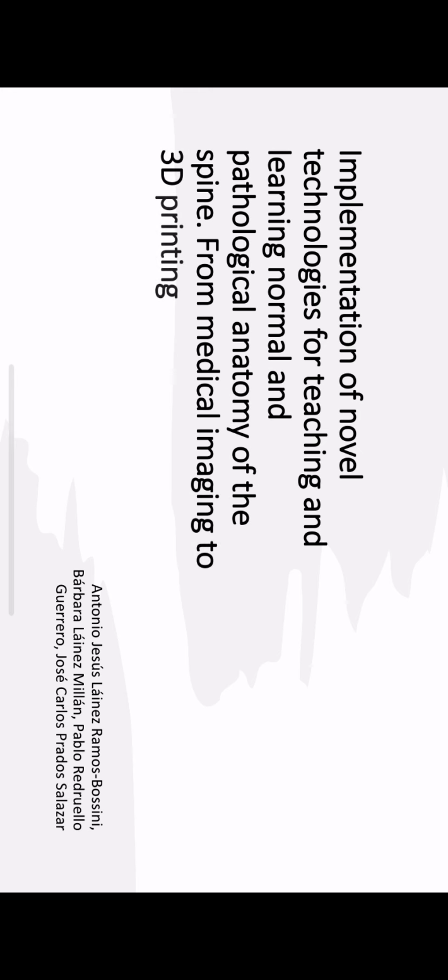In this presentation, the implementation of novel technologies for teaching and learning normal and pathological anatomy of the spine will be discussed. These technologies range from medical imaging to 3D printing. 3D printing has been revolutionizing medical education, especially over the last decade, and has the potential to provide medical students with an invaluable resource to observe the progression of the human body from its normal anatomy to that associated with pathology. Specifically in this project, we would like to shed light on the suitability of this technology to outline the pathophysiology of degenerative spine conditions.